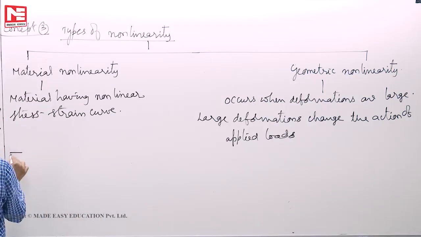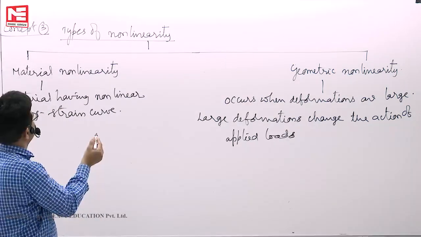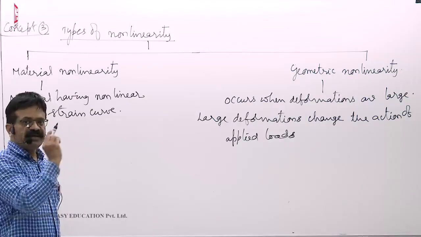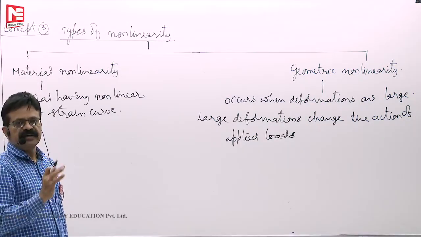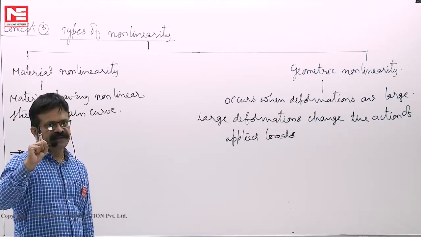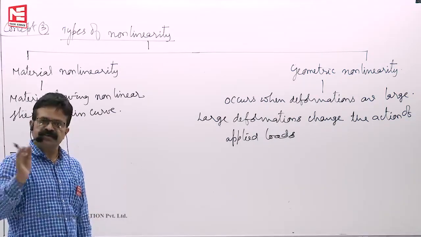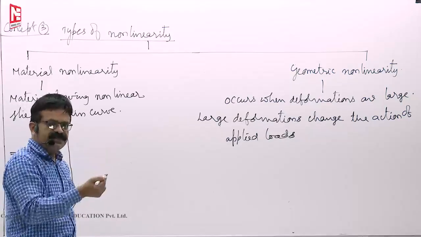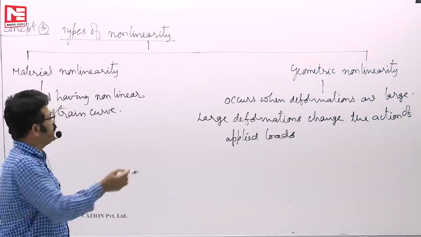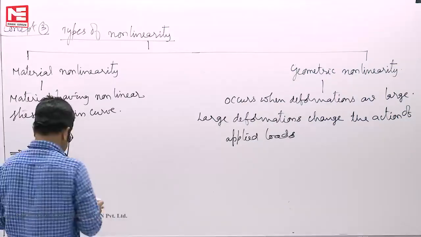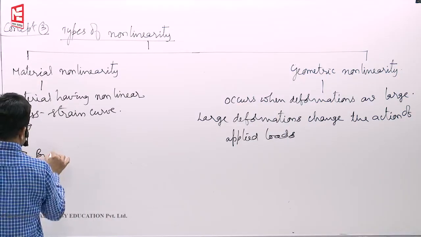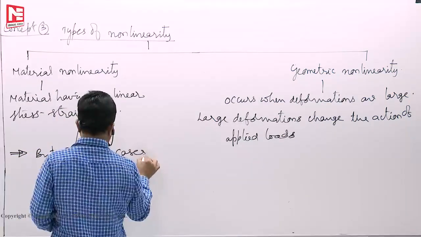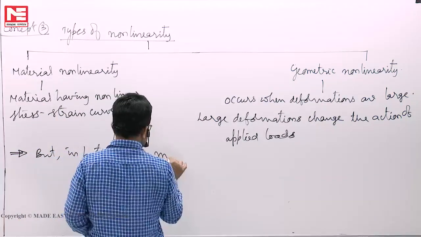Now, in both cases, whether it is material nonlinear or geometric nonlinear, they are elastic structures only. That means when load is applied, it deforms. Load is removed, it will come back to its original position. Both cases. But stress versus strain will not vary linearly because of these two reasons. But in both cases, material is elastic.